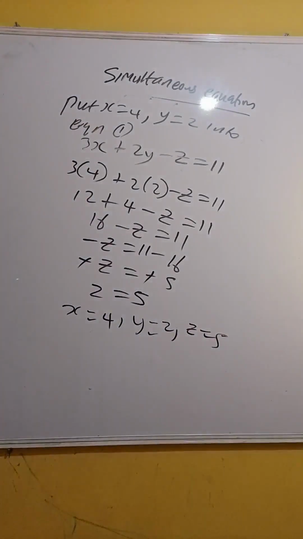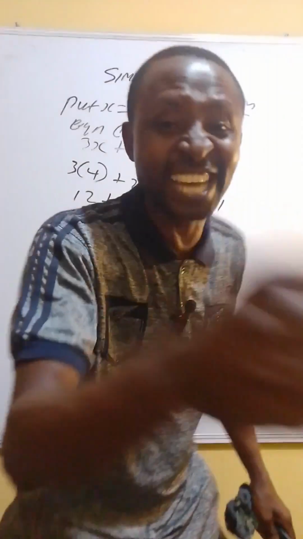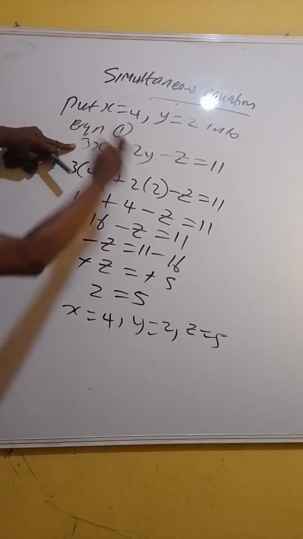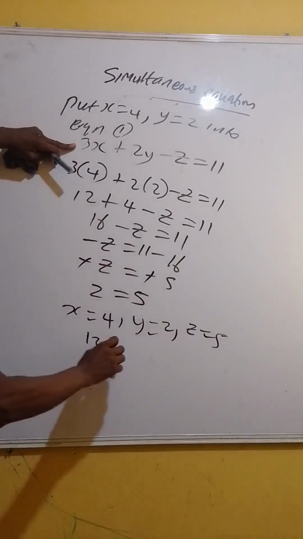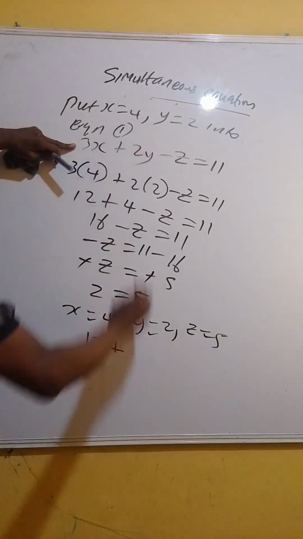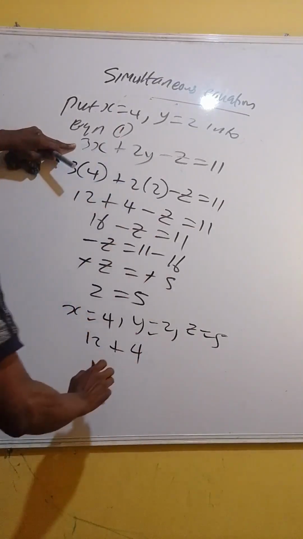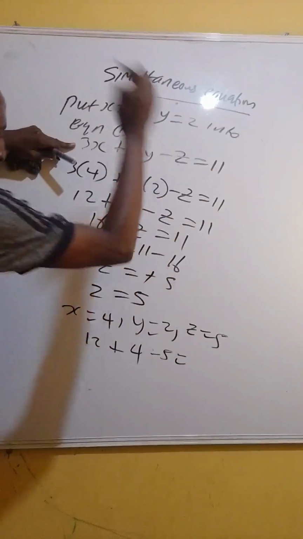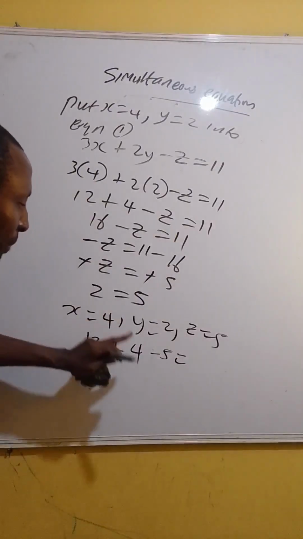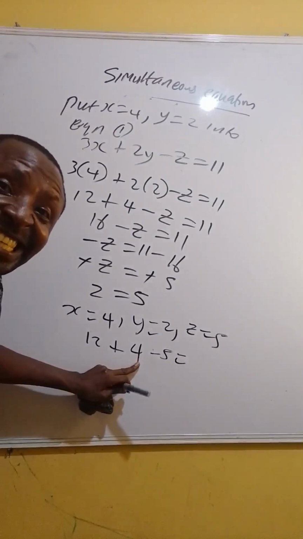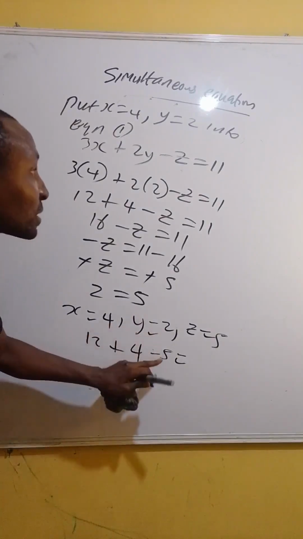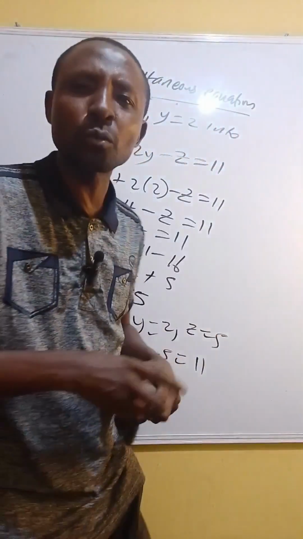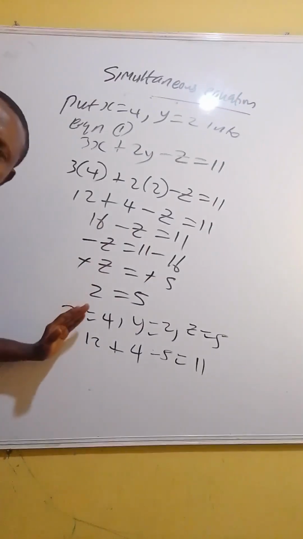And you test. Mr. Godfrey, are you sure you are right? Let's check. What is the equation here? 3x. What is our x? 3 times 4 is 12. Plus, what's our y? 2 times 2 will give me 4. Minus z, z is 5. Let's see, do we get 11? 12 plus 4 is 16. 16 minus 5 is 11. We got it right. So that's simultaneous equation with 3 unknowns.